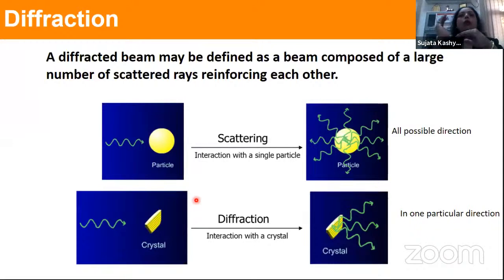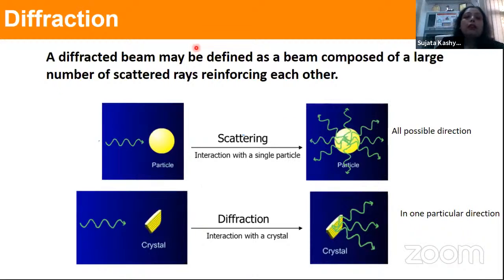Whenever X-ray falls on any material, it gets scattered in all possible directions. But when the same X-ray falls on a crystalline material, the scattered rays reinforce each other to be aligned in one particular direction. That is the difference between how we can select whether we will go for XRD or not.